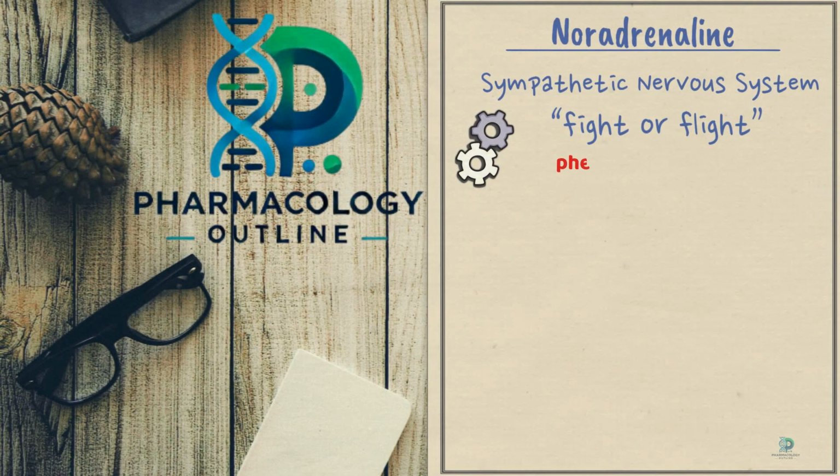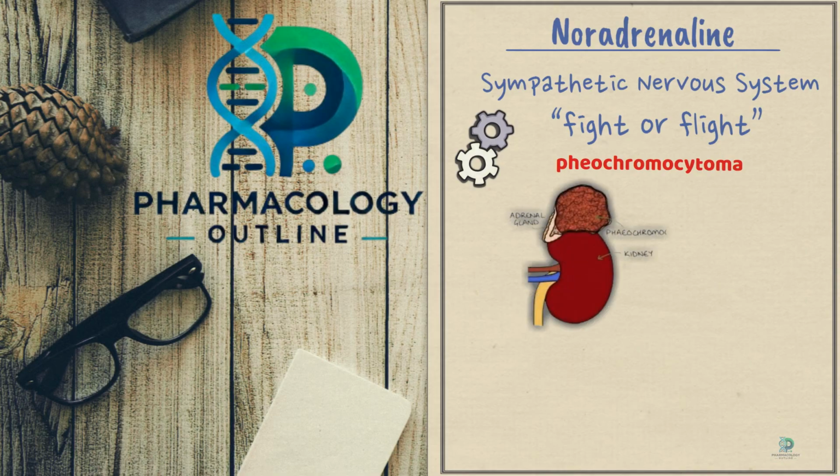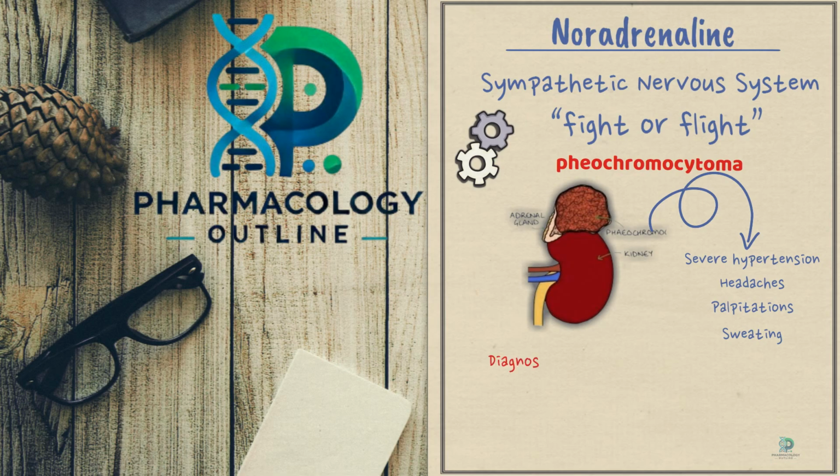Let's talk about pheochromocytoma, a rare tumor of the adrenal medulla. These tumors can produce excessive amounts of noradrenaline, and sometimes adrenaline, leading to severe hypertension, headaches, palpitations, sweating. Diagnosis often involves measuring elevated levels of noradrenaline, metanephrines, and vanillyl mandelic acid in blood and urine.